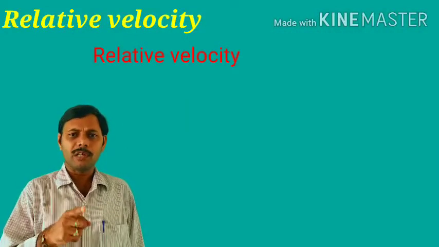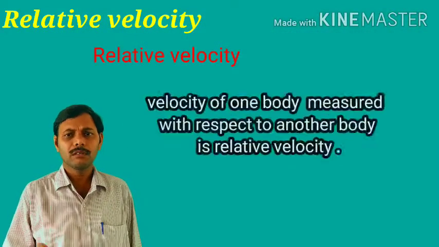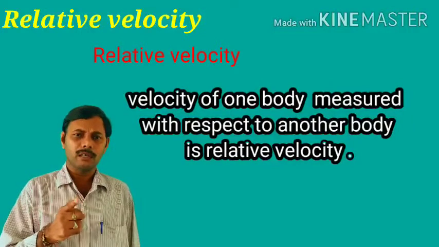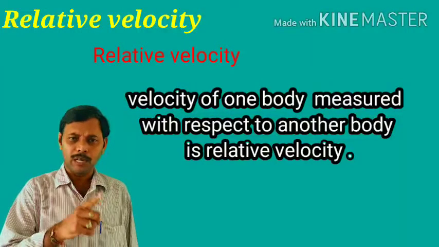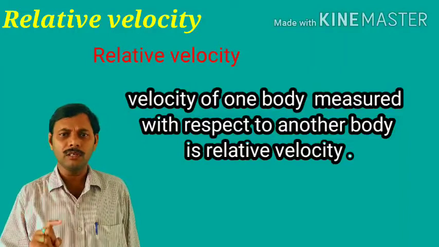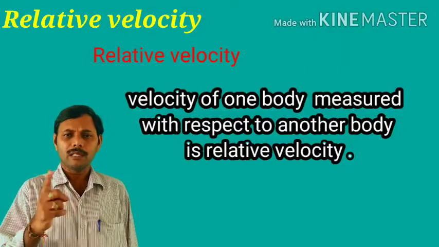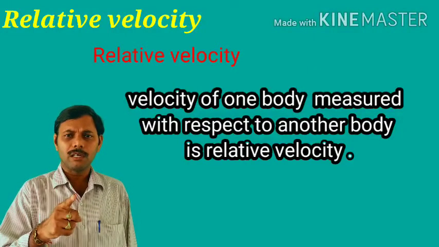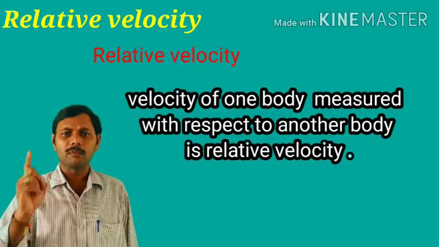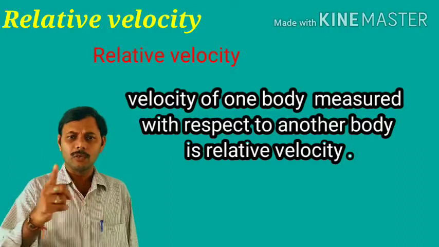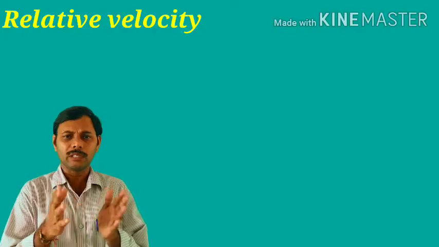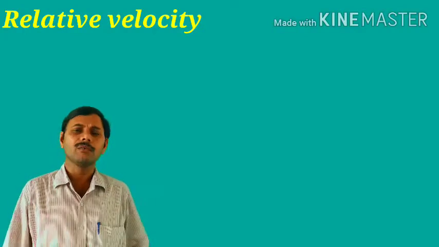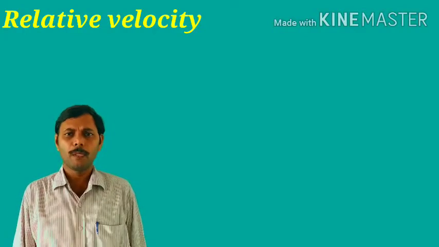First, the definition of relative velocity. Velocity of one body measured with respect to another body is relative velocity. I repeat, velocity of one body measured with respect to another body is relative velocity. To understand this, let us consider the following examples.